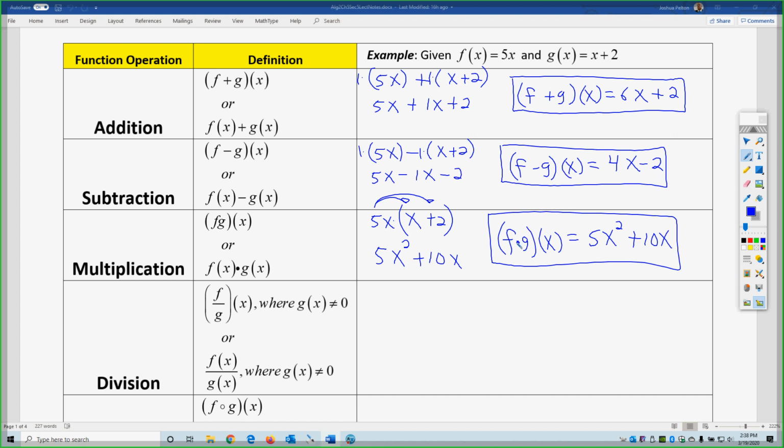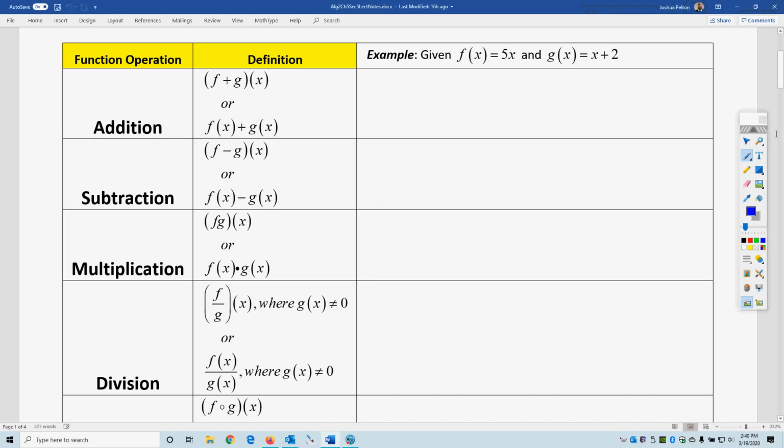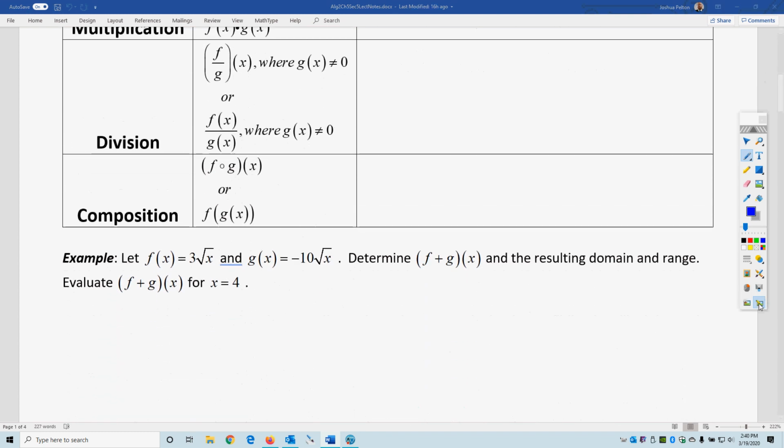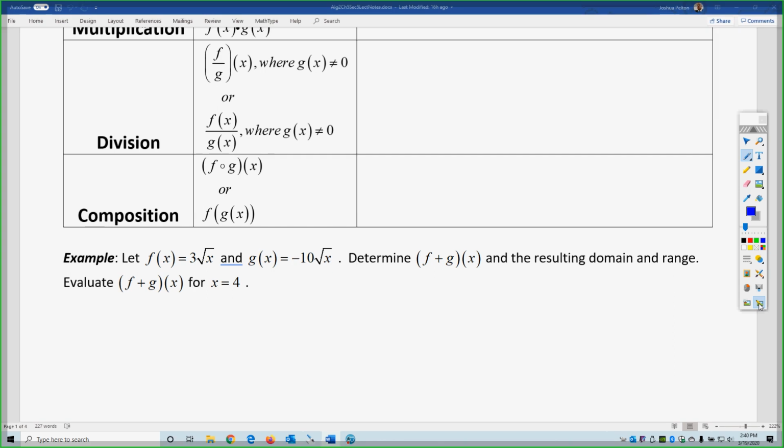Okay? Alright. Next one, division. We'll move this down a little bit. So we have f over g, so that's 5x over x plus 2. However, you notice we have this part where it says g of x cannot be 0. Because you cannot divide by 0. That doesn't mean you plug in 0, that just doesn't work. Because if I plug in 0, clearly 0 plus 2 is 2. That doesn't make 0. That doesn't make any sense. g of x is the entire denominator.